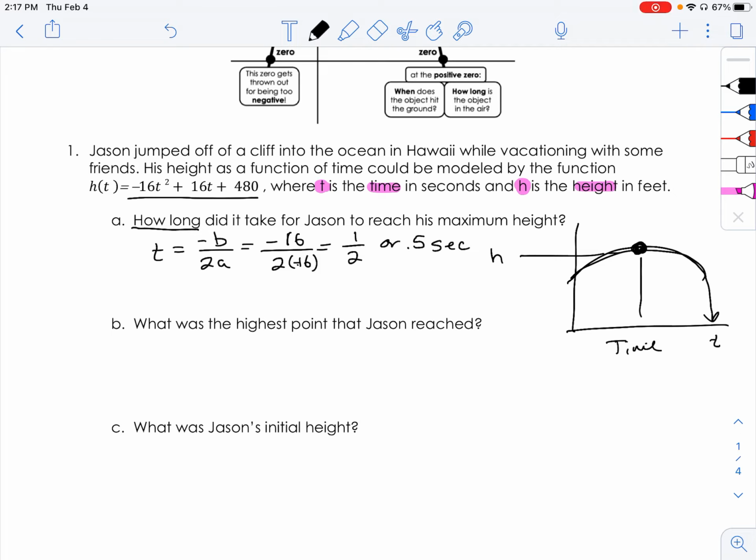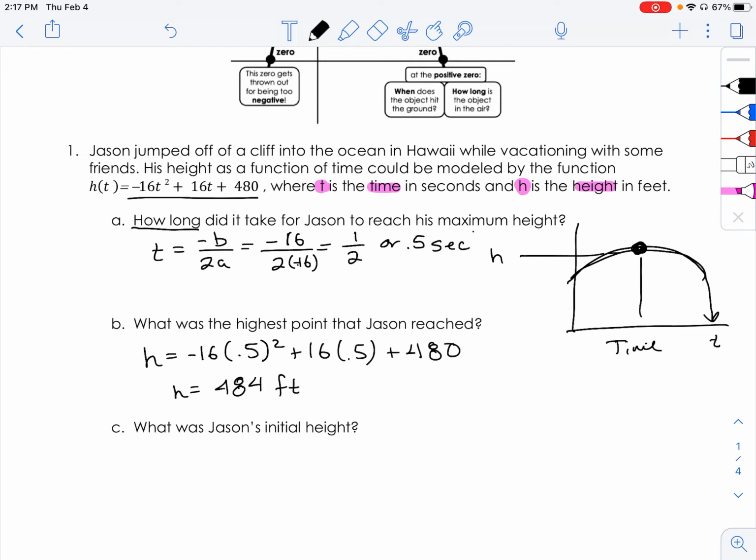So what was the highest point that Jason reached? What was your h? The h of your vertex is the y of your vertex. So you take the time and plug it in to find h. Negative 16 times 0.5 squared plus 16 times 0.5 plus 480. If you plug this into your calculator, make sure you use parentheses. The maximum height he gets is 484 feet.